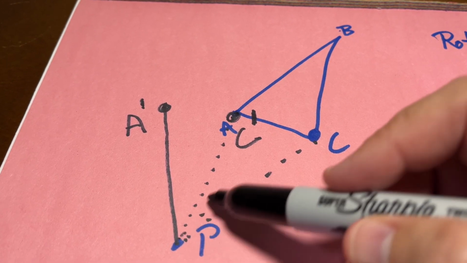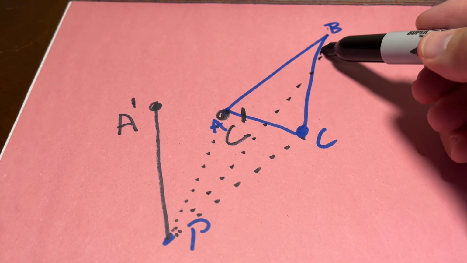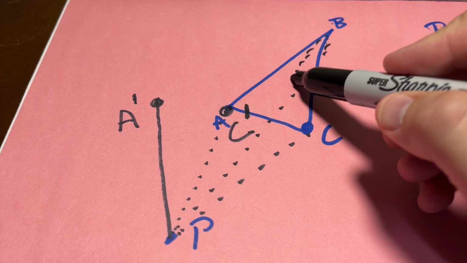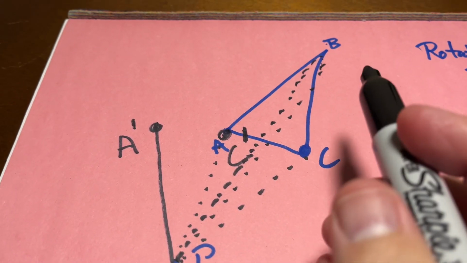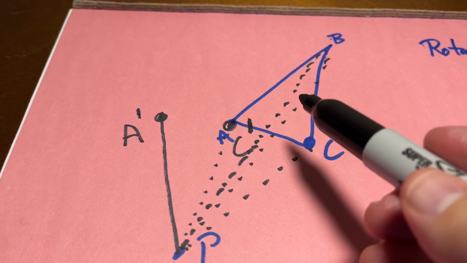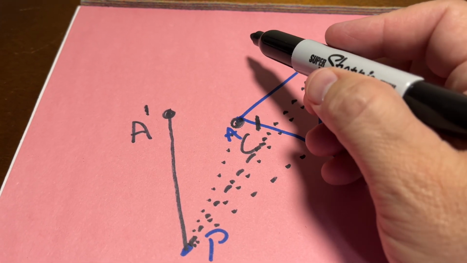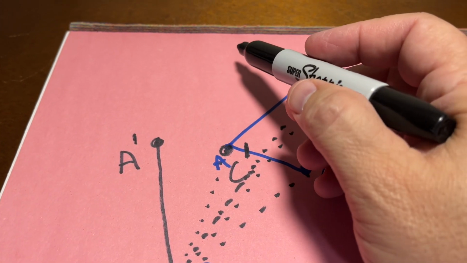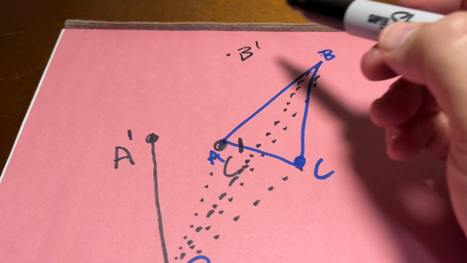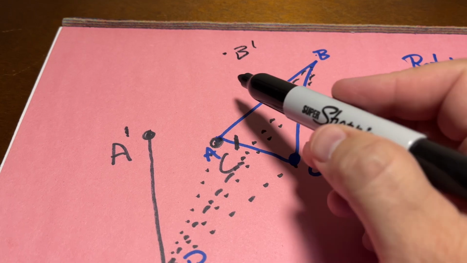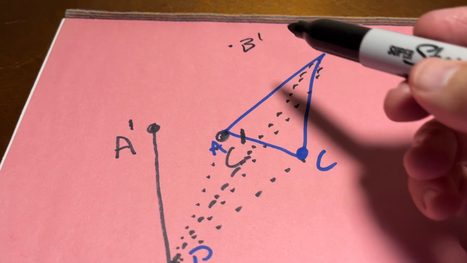And then last but not least, oops, I didn't do such a hot job there. It's more like that from B. And then think about that. 30 degrees rotated that way is going to put point B somewhere here. So that's going to be B prime there. So about 30 degrees from there, and it's up high like that.